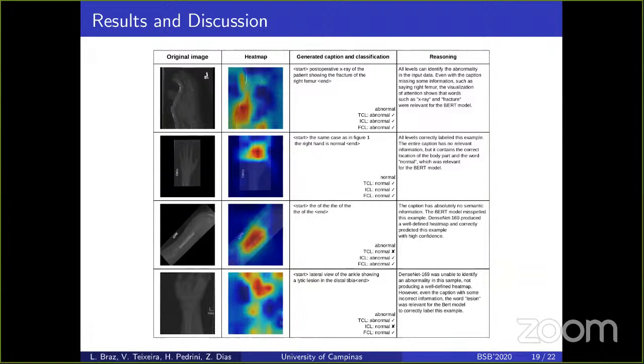And in the last example, while DenseNet 169 was unable to detect the presence of abnormality in the image, the BERT model was able to distinguish relevant information from the caption and correctly label the abnormality as positive. All features and predictions performed by the DenseNet and BERT models were considered in the fusion level classifier, which could increase the classification result.